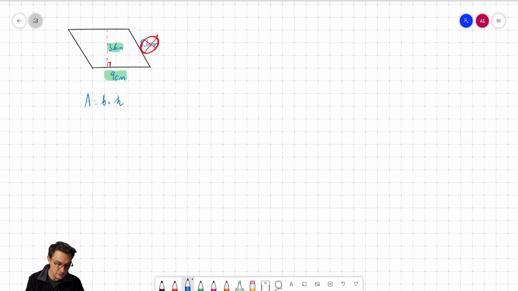So from this, if we work out the area, we're going to have our base of 9 times 3.6. And when we type this into a calculator, what we then get is 32.4, and that's going to be centimeters squared in this case.